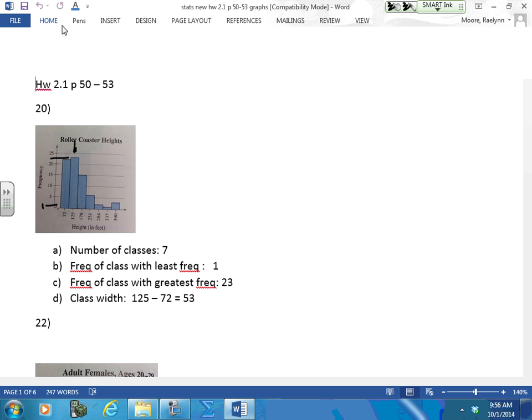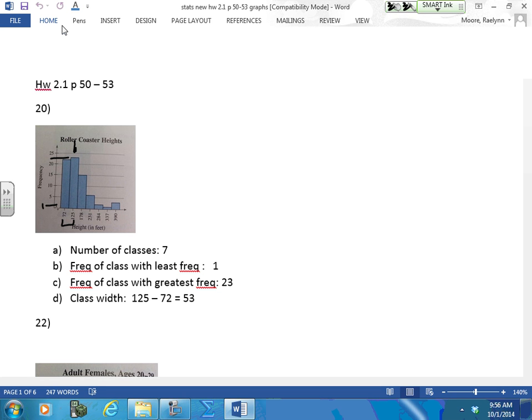Your class width. Your class width, remember when we made your tables? You took your midpoint. You added your class width all the way down. So the difference between 2 midpoints is your class width. Everybody can do this?